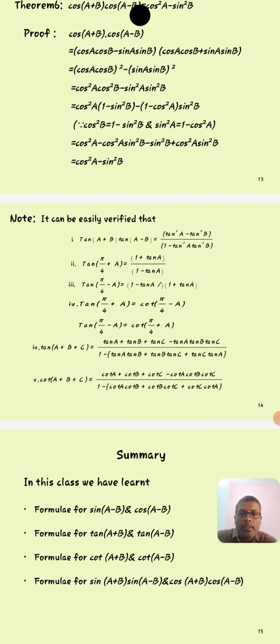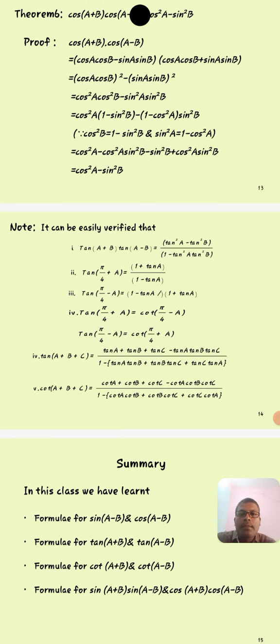Tan of pi by 4 plus a is equal to, you apply what? Tan of a plus b formula you have to apply. You get the proof: 1 plus tan a divided by 1 minus tan a. The same way, number 3, tan of pi by 4 minus a is equal to 1 minus tan a by 1 plus tan a. You apply the formula, that is, tan of a minus b formula. And number 4, you observe, tan of pi by 4 plus a is equal to cot of pi by 4 minus a. Then we have to equate these two proofs. Tan of pi by 4 minus a is equal to cot of pi by 4 plus a.